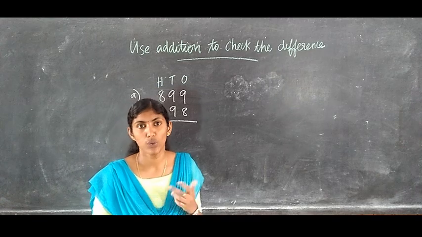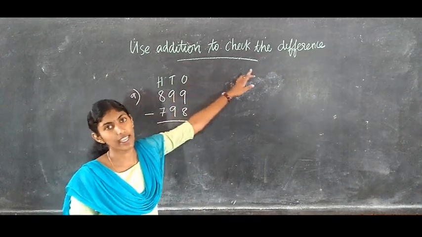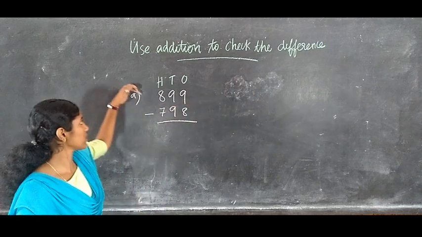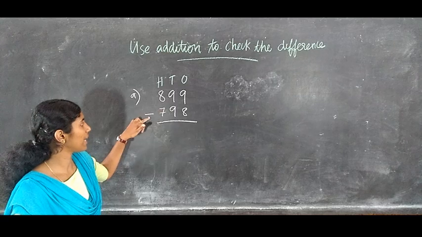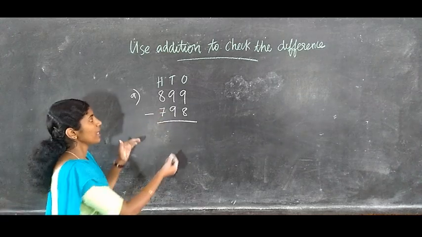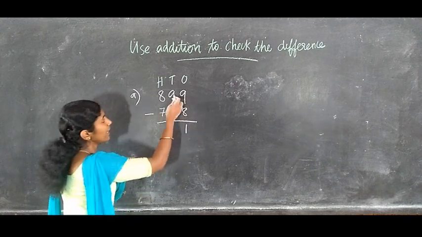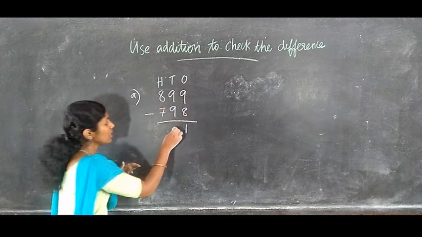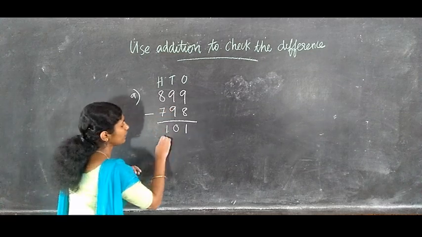Now moving to today's last topic, that is use addition to check the difference. Let's see some questions. First one, 899 minus 790. First we have to subtract these numbers. That means 9 minus 8, we have 1. Then 9 minus 9, 0. Then 8 minus 7, 1.